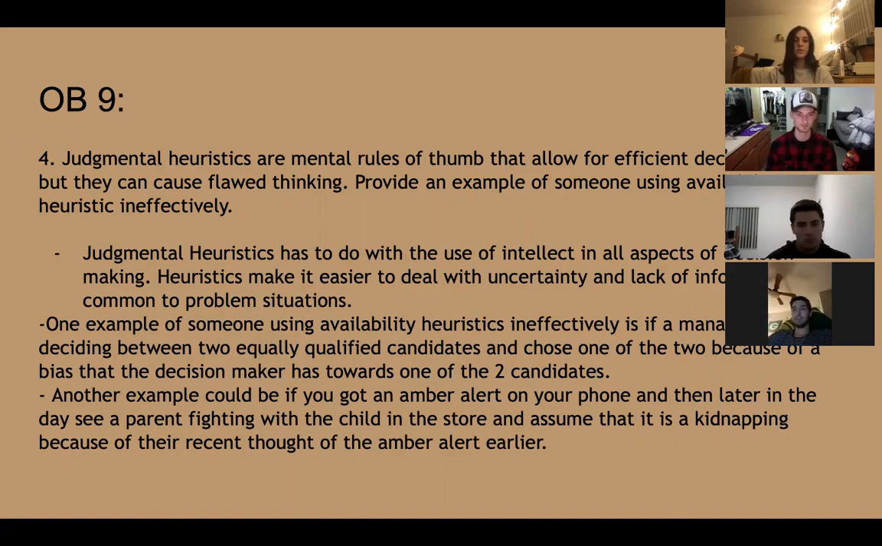One example of it being ineffective is a manager deciding between 2 equally qualified candidates and then choosing one of the 2 just because of a bias that the decision maker has towards them. Another example could be getting an Amber Alert on your phone and later in the day seeing a parent fighting with a child in the store and just assuming that it is kidnapping because of the recent thought of the Amber Alert earlier.